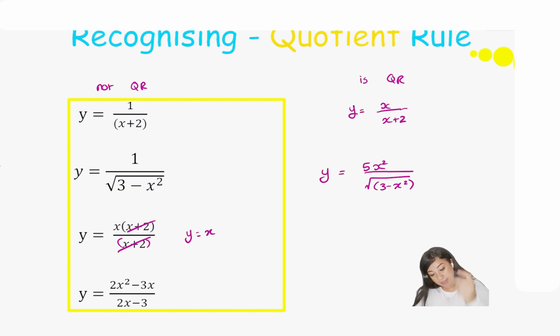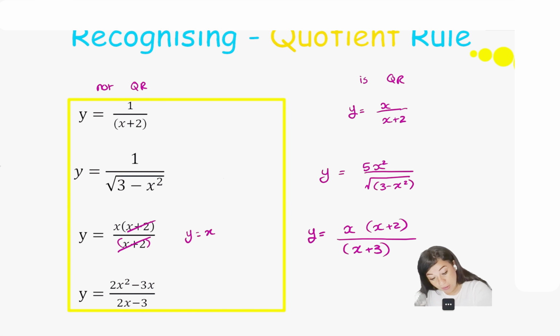However, what if it looked like this? y equals x plus 2, same thing, over x plus 3. Can I cancel my x's out? I can't. So I'm thinking quotient rule.